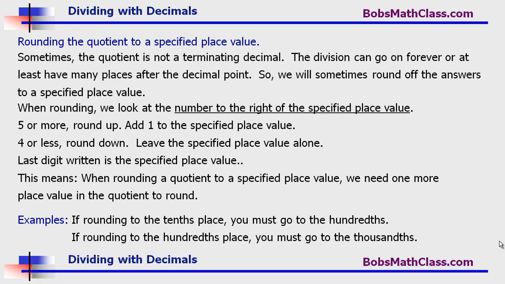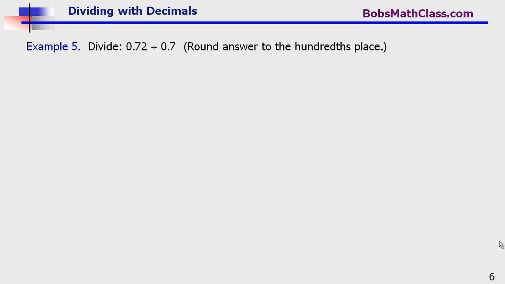Okay, let's do it. 0.72 divided by 0.7. And we're going to round the answer to the hundredths place. So first rewrite it. Which number goes first? Right, the second number. First number goes inside the box. You might want to work on this. Again, pause, work on it, and then we'll show you the finished problem when you come back.